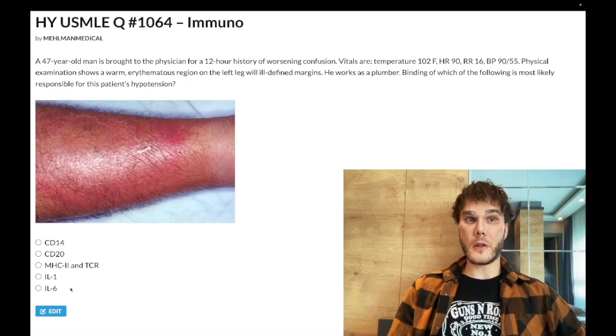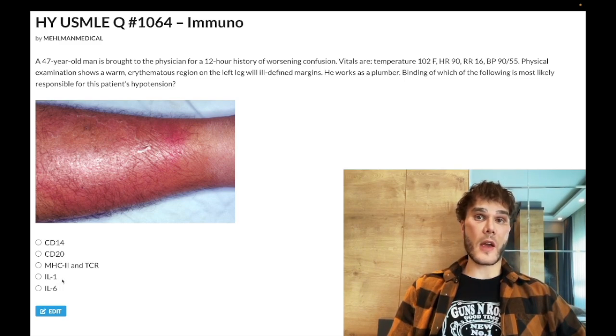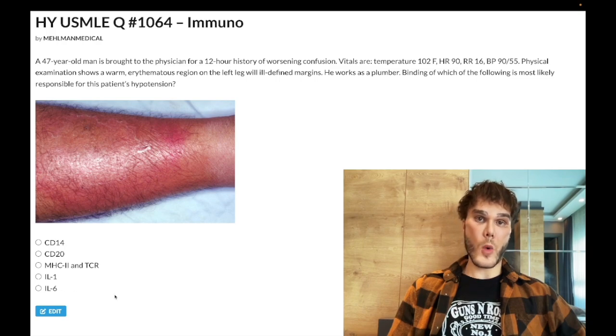IL-6, wrong answer. It can induce acute phase protein release by the liver. It can play a role in osteoporosis, as well as IL-1. IL-1 is actually known as osteoclast activating factor, but IL-6 also has a role in osteoporosis. IL-6 can play a role in anemia of chronic disease. It's actually a low-yield cytokine for USMLE. Interleukin-6, wrong answer.